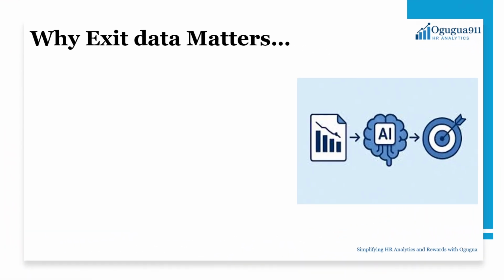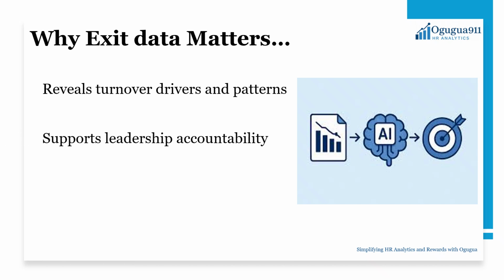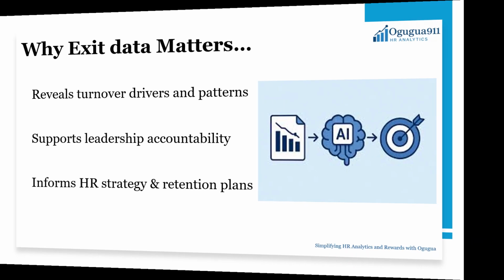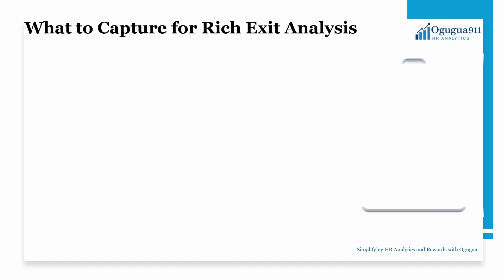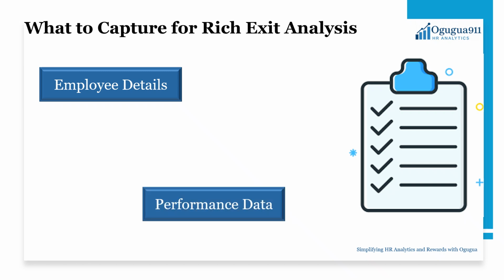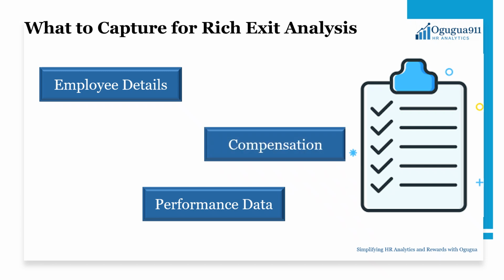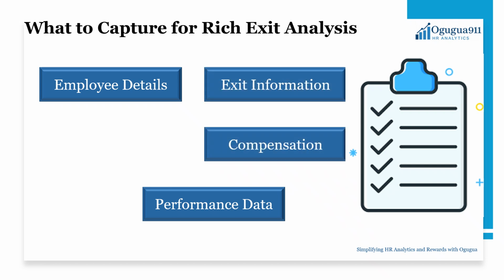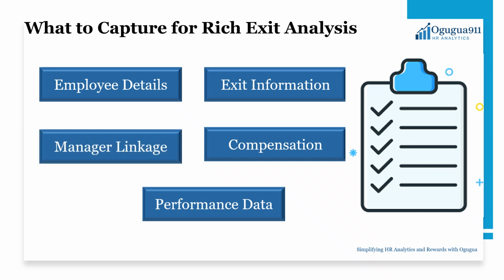Some of the reasons why we track exit data is because it reveals turnover trends and drivers. It supports line managers and leadership accountability, and it definitely informs HR strategy and actions. To get a rich exit analysis, some of the data sets you need to capture include employee details such as age, gender, length of stay within the organization, the performance data, that is the last appraisal score, compensation information of the employee, exit reasons, category and types, and for accountability sake, to track the manager's information.